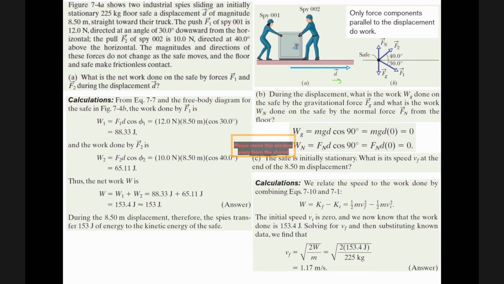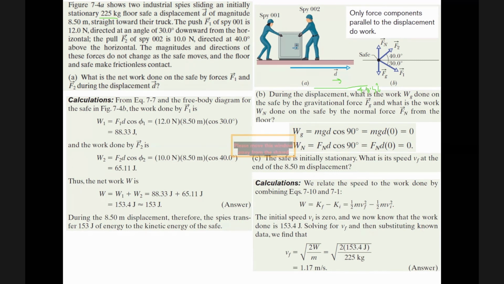The figure shows two industrial spies sliding an initially stationary 225 kilogram safe. طبعا a displacement of magnitude 8.5. So they move it to the right by 8.5 meters. معناها the vector of the displacement is 8.5 i hat, positive. Now I know the displacement vector. Why? Because it's moving to the right along the i hat, because displacement is a vector quantity, 8.5 meters. طيب.